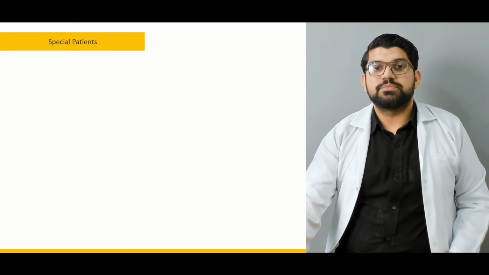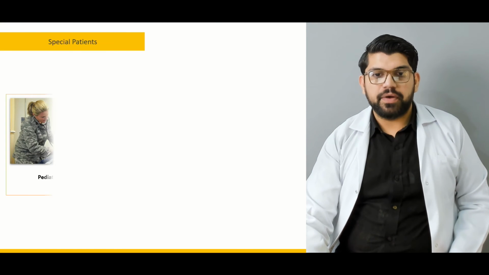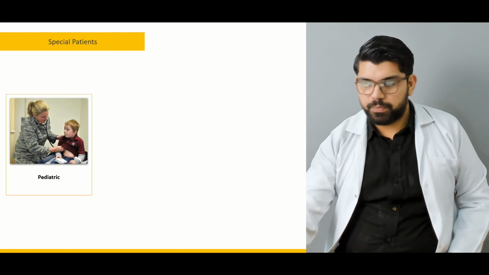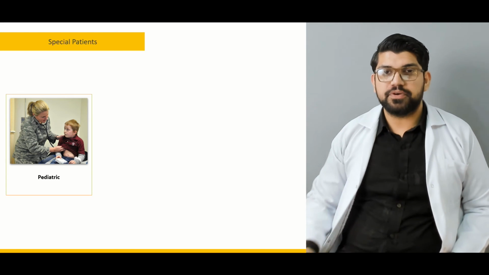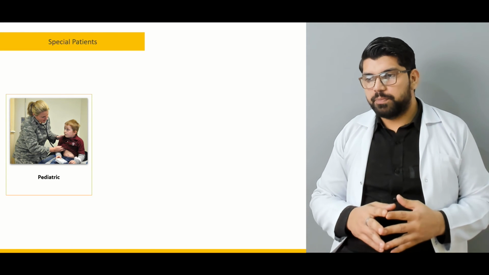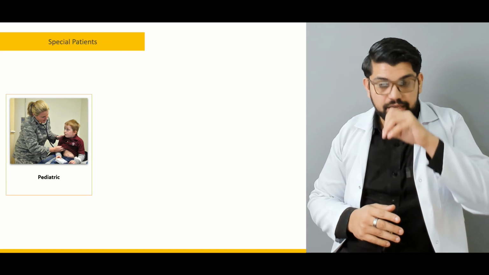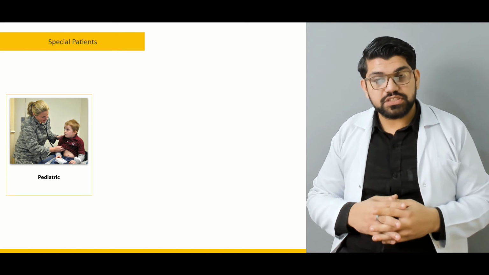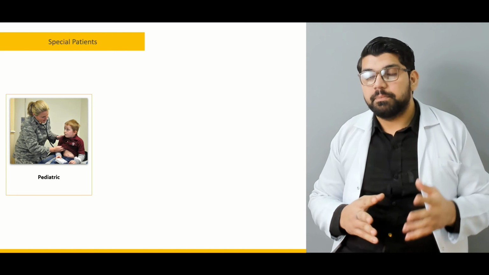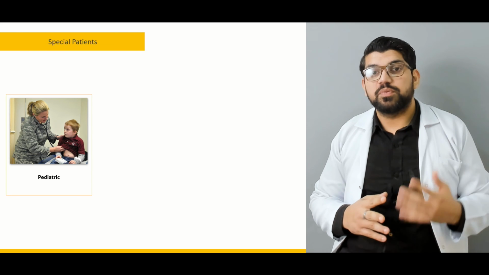So moving on to some special patients. We'll talk about bleeding in the pediatric population. The most common cause of upper GI bleed in the pediatric population is esophagitis, followed by gastritis, ulcers, variceal bleed, or Mallory-Weiss tears.